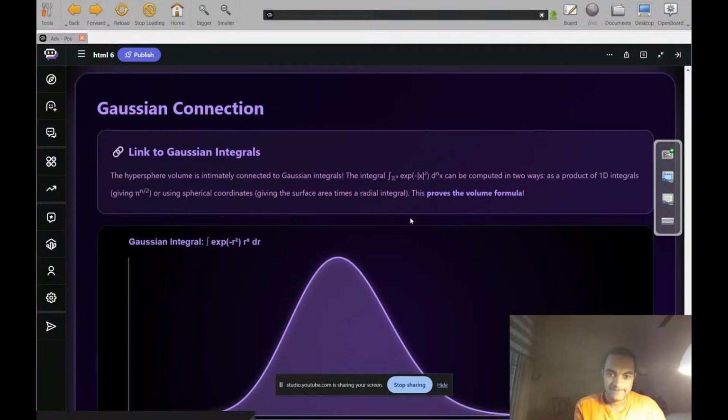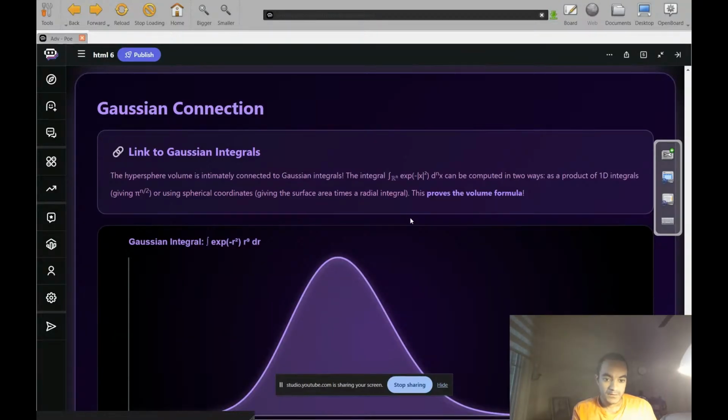Oh, one last thing I really want to discuss here, and that's the link to Gaussian integrals. For those of you who have a pretty solid foundation in integral calculus, you should know what a Gaussian integral is, right? That is just finding the area under the curve. It's just finding the area under the bell curve. That's integrating the probability density function, e to the negative x squared.